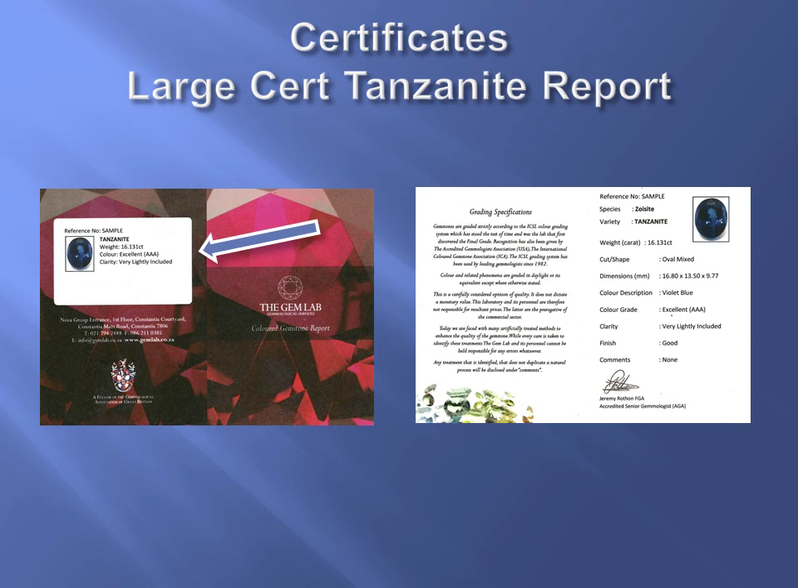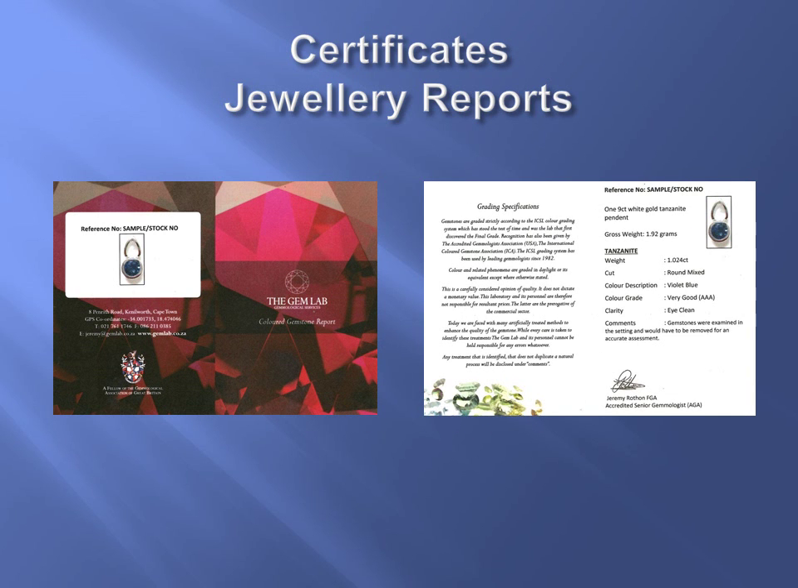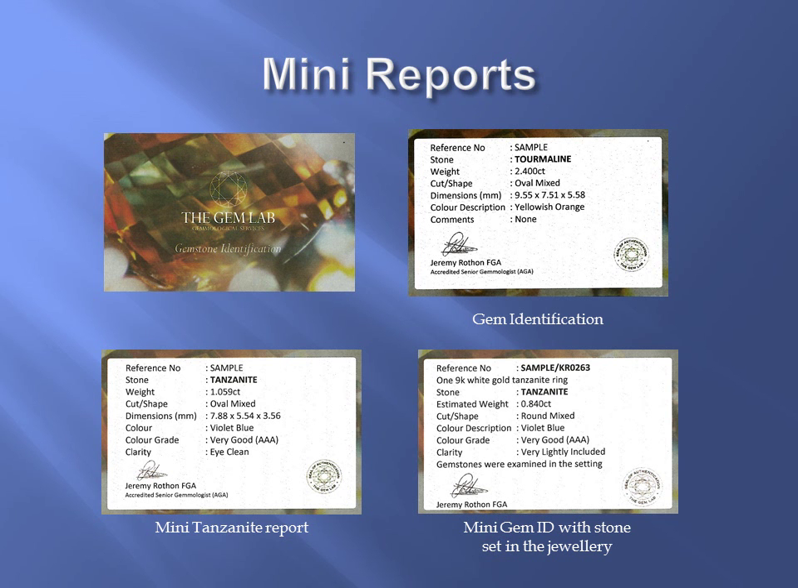We also put the details on the back of the cert so that you don't have to fold the cert inside out to find out what the information is. And also a photograph is included. Jewelry reports, we will actually grade a stone while it's in the setting. And the mini reports we can do the mini tanzanite report. The only difference is it doesn't include a picture. Gem identification. We also issue a mini cert for a stone that's actually been certified in the setting.